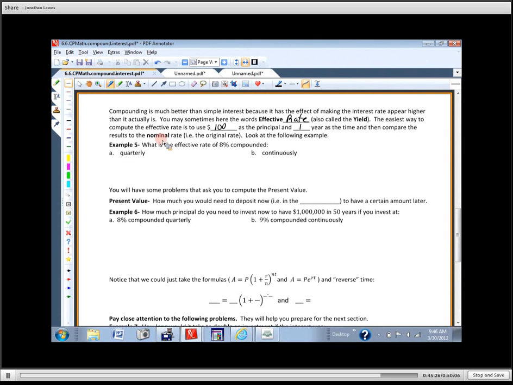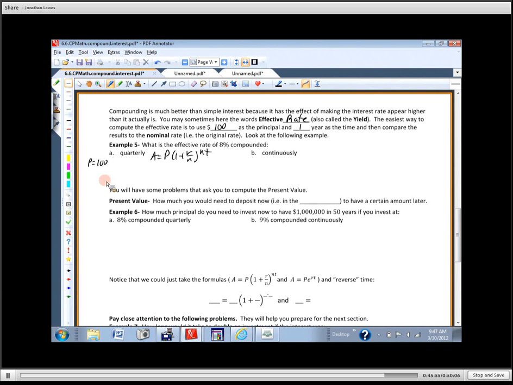Okay? All right. So it says, what is the effective rate of 8% compounded quarterly? So again, the formula we're going to do is, it says compounded. Does it say continuous? Okay, not on this one. It says compounded quarterly. So we're going to use A equals P, 1 plus R over N raised to the NT. Now, how much did I say we were going to put in there?